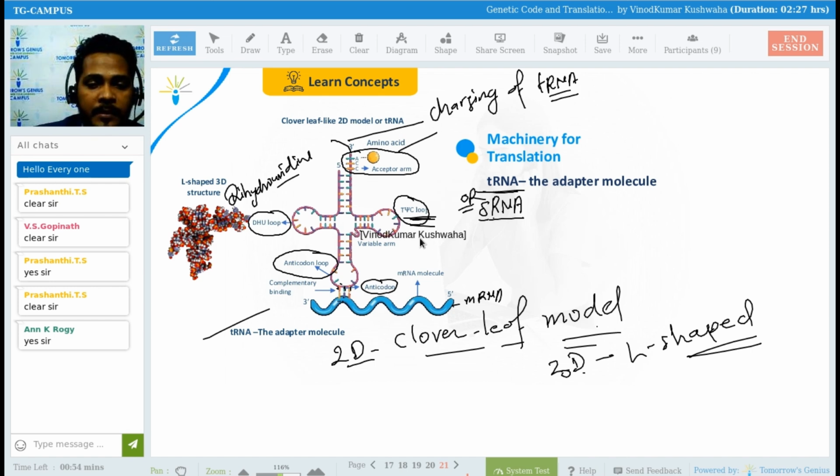So where is the variable arm? It is present over here. This is important that you need to remember: in the clover leaf model, you should be very clear with the structure of tRNA. Now I have also told you about the adapter molecule, and why it is called an adapter molecule.